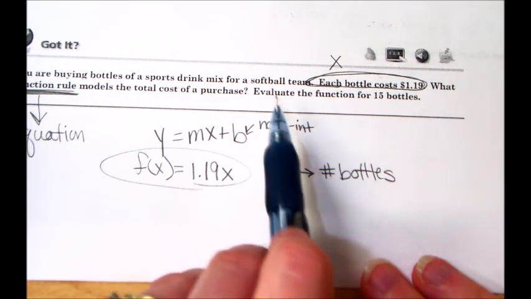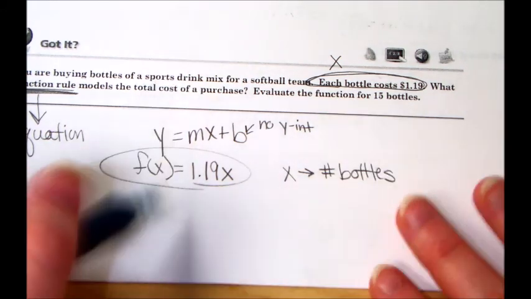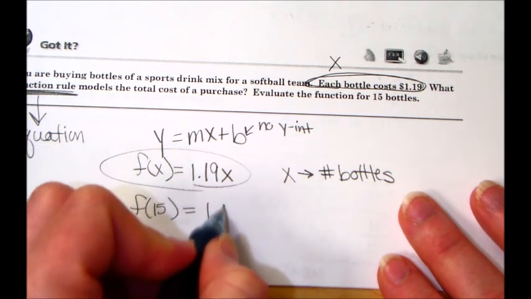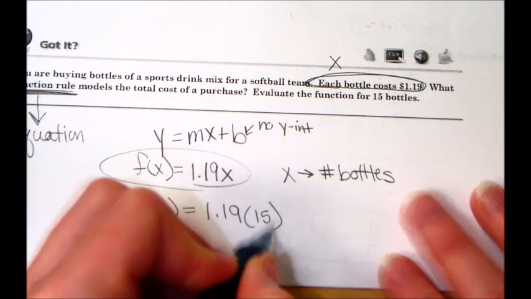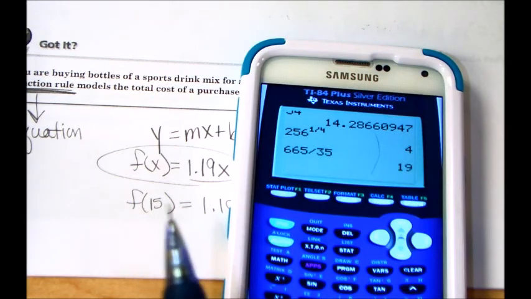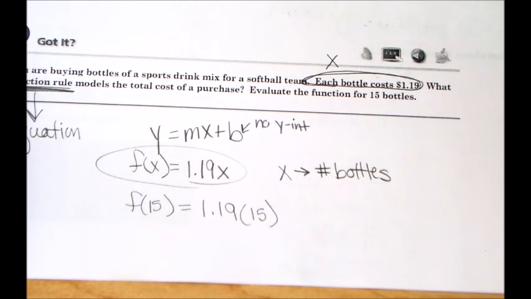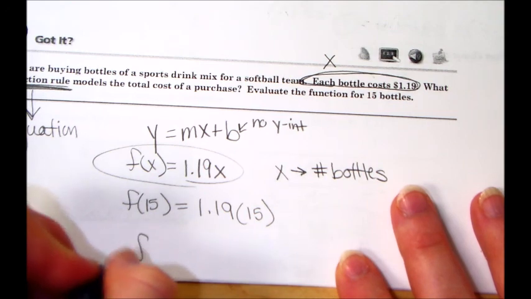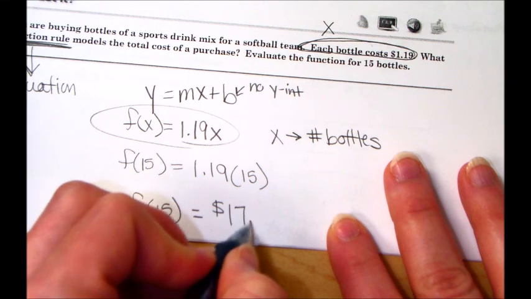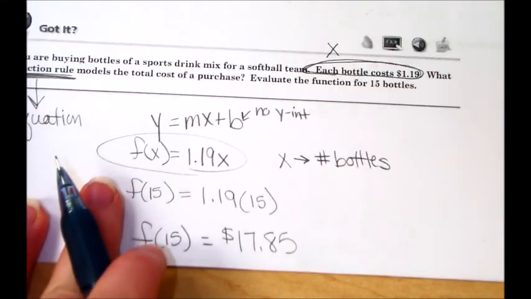Okay? So it says evaluate this function for 15 bottles. Well, bottles was x for us. So we'll do my function based on 15 is 1.19 times 15. And I have my calculator. 1.19 times 15 is 17.85. So f of x is going to be $17.85. And that's all there is to the lesson.